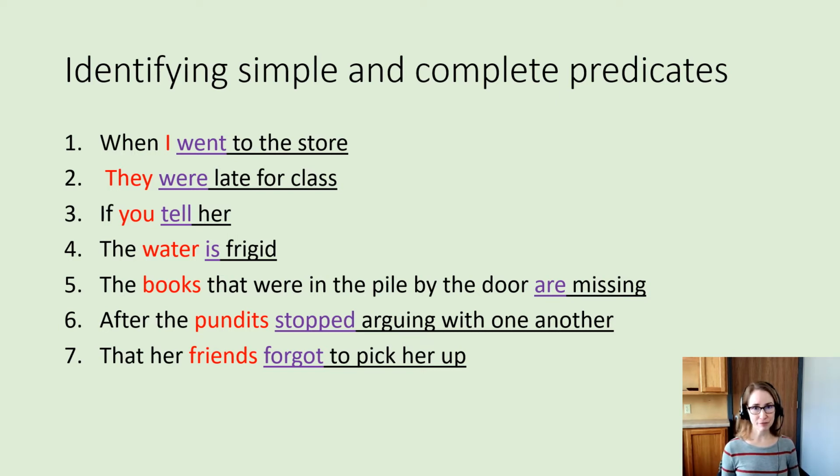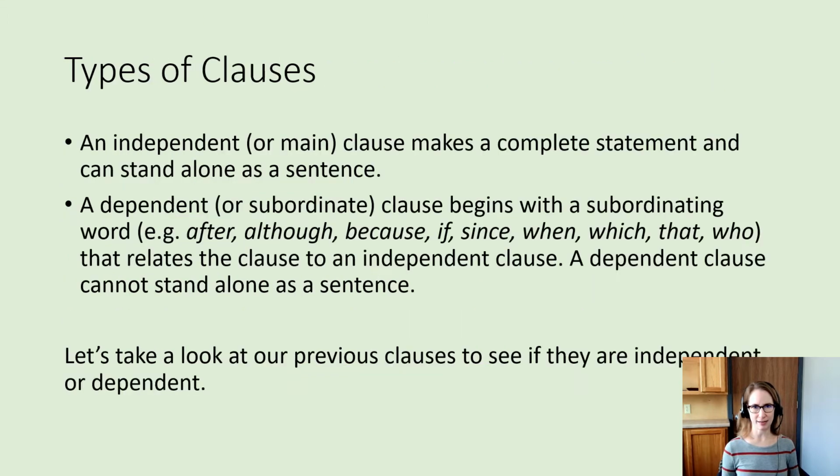Okay, so now that we've identified simple and complete predicates, let's talk about types of clauses. So you know what a clause is now. It's a group of words. It has a subject and a predicate. But when we get into clauses, there are different types of clauses. And this is really what you need to know in order to identify and then correct fragments and run-ons. So gotta really pay attention here. The two types of clauses, the first one is independent.